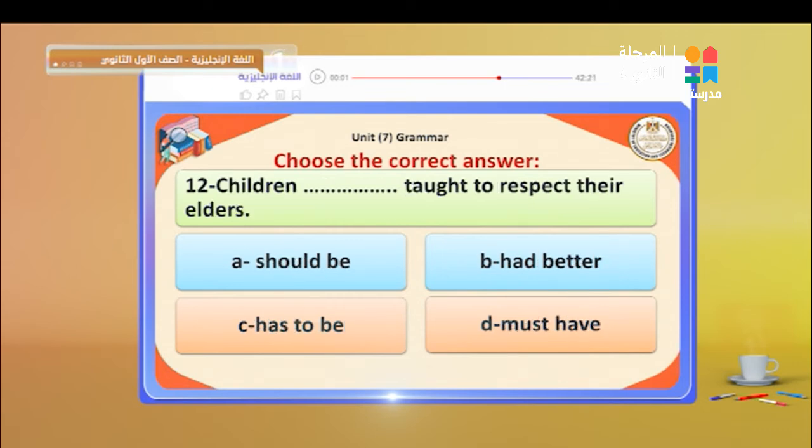Question number 12. Children should be taught to respect their elders. Of course, this is a passive form. Here we have the passive form of should or must: should be or must be plus past participle. Children should be taught to respect their elders.